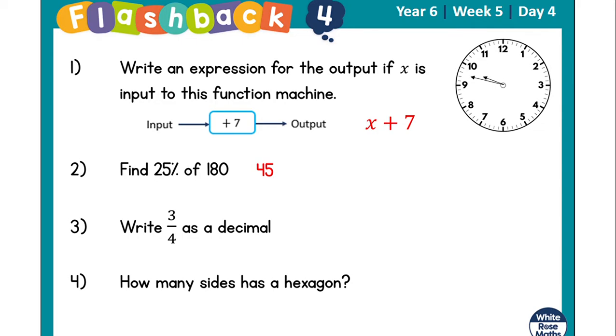Okay, number 3. Write 3/4 as a decimal. Okay, so if we're writing it as a decimal, then it's 3/4 of 1 whole, or 1. So a quarter of 1 whole is 0.25, so 3/4 is 0.75. Number 4. How many sides does a hexagon have? Well, 6, because hex means 6, and a hexagon is a 2D shape. Okay, well done if you got those right.